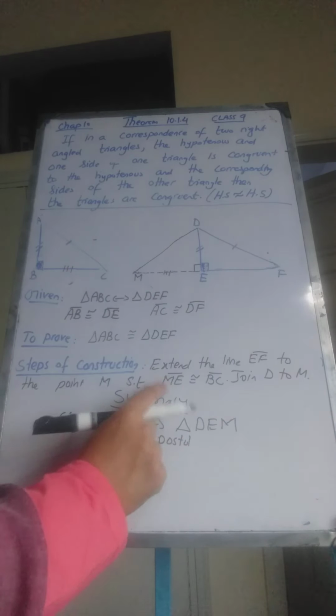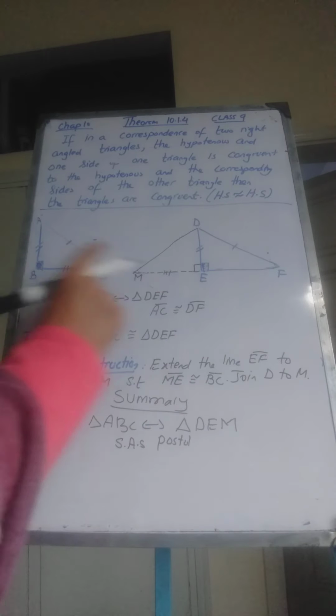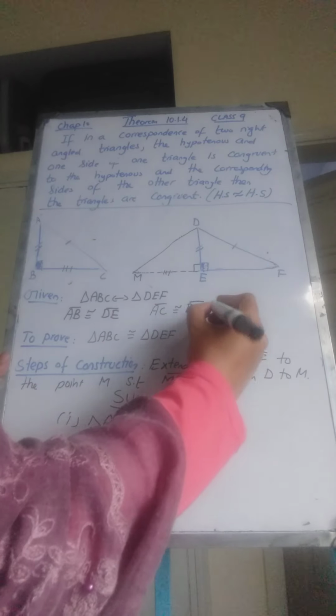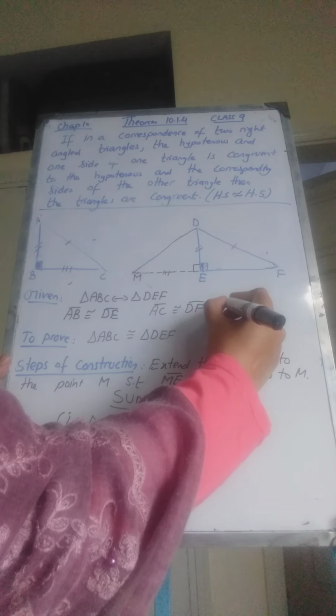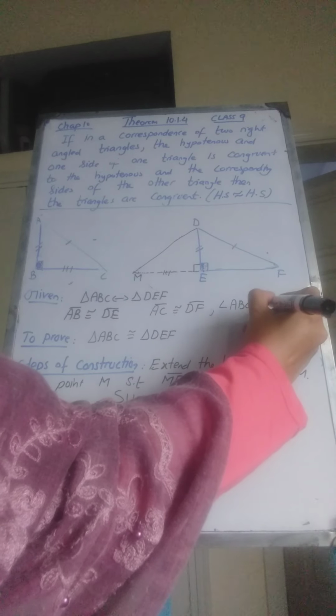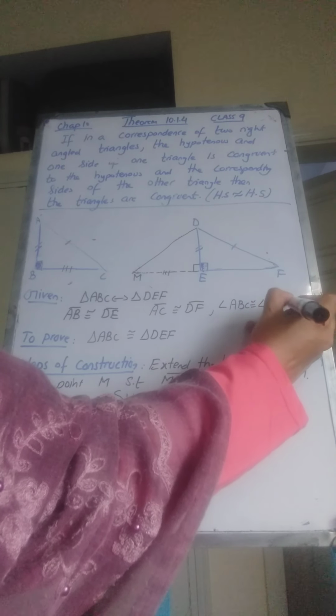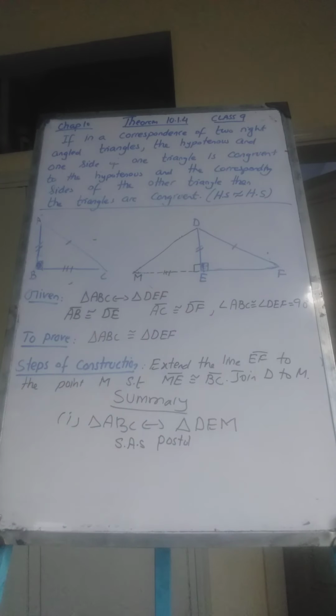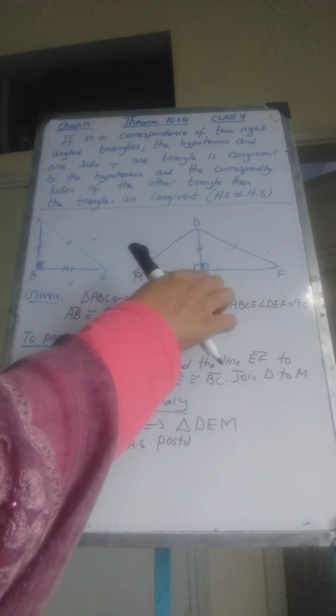This is what we did in construction, and angle E and B are congruent because it was given that these angles are 90 degrees. Let me write it also, that angle ABC and angle DEF are both equal to 90 degrees, because they were right triangles, so we have to take one angle equal to 90. We have taken angle B as 90 degrees in triangle ABC.